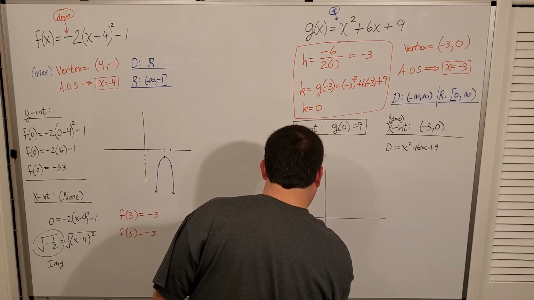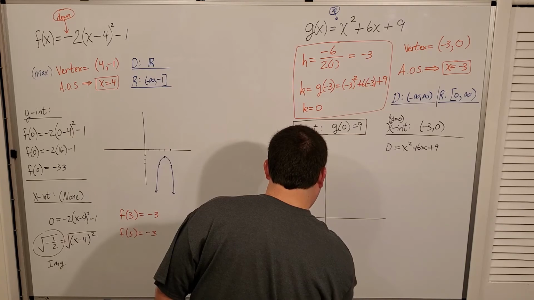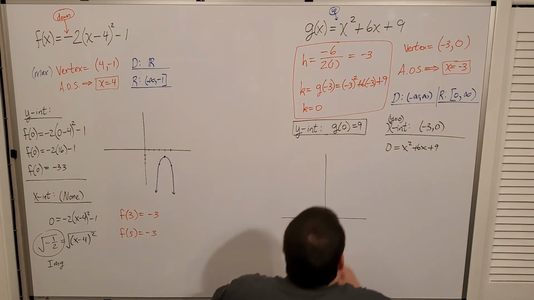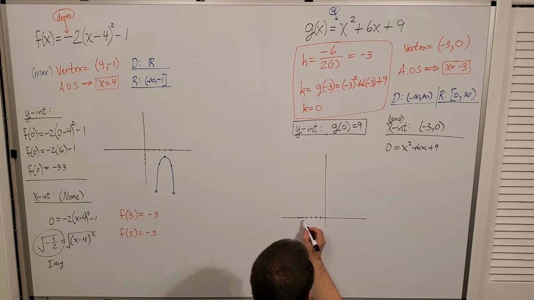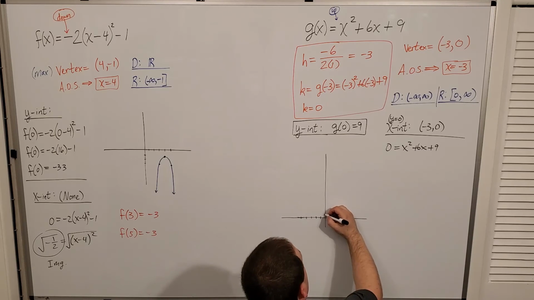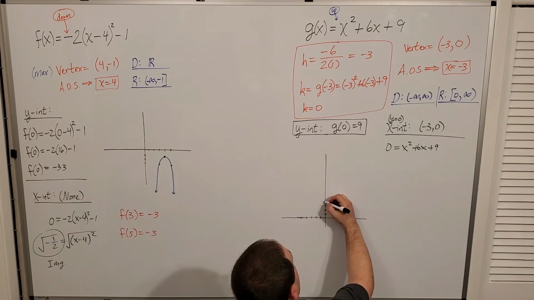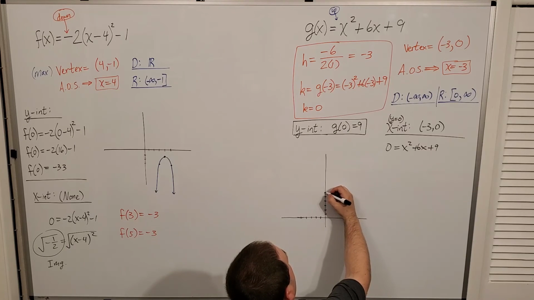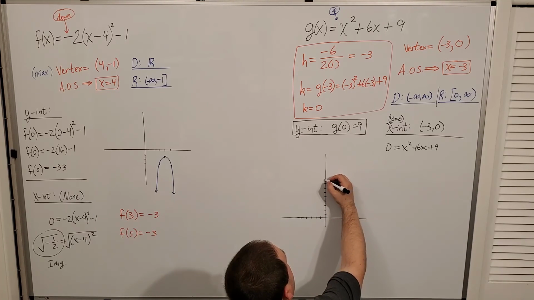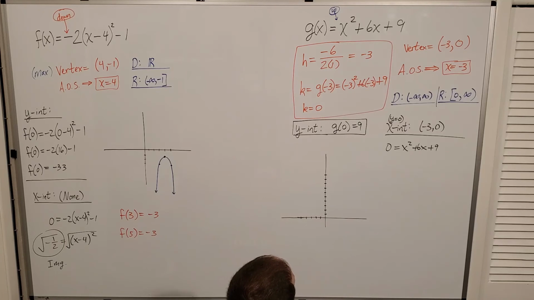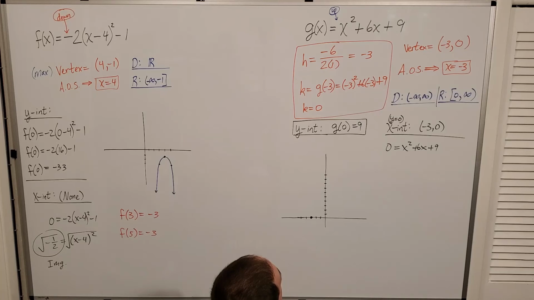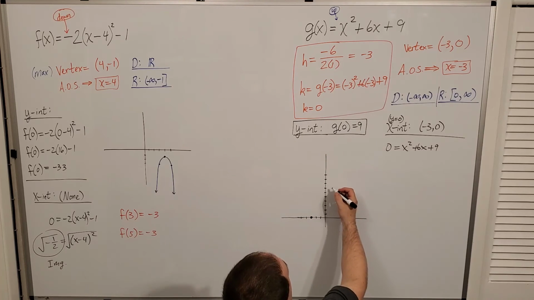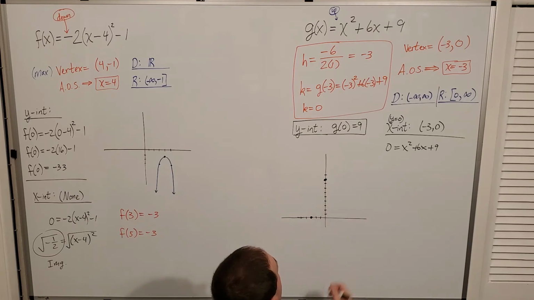Let's see. I need a little bit less on that side. Let's do 3, 4, 5 here. 1, 2, 3, 4, 5, 6, 7, 8, 9, 10. My vertex is -3, 0, which is right here. My y-intercept was 0, 9, which is right here.